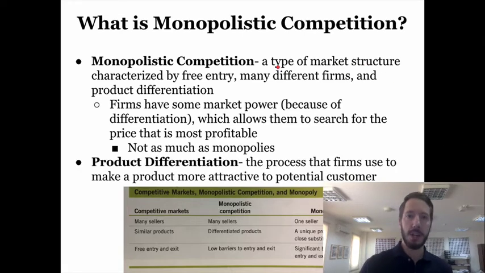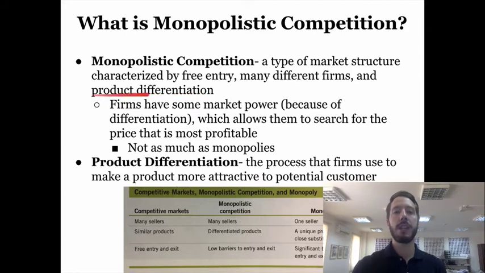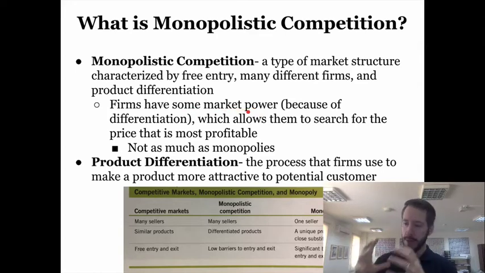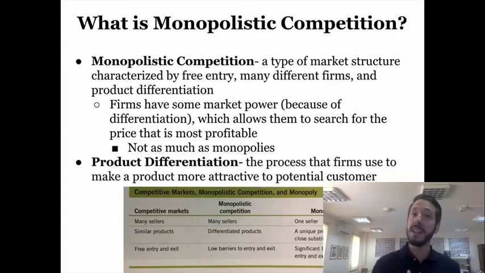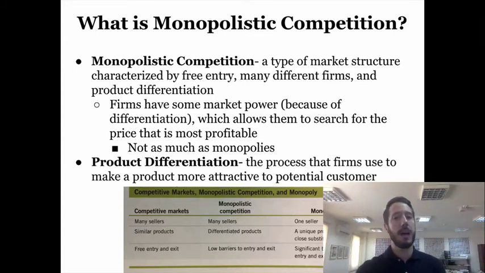It is a type of market structure that has free entry, a lot of different firms, and the key is the idea of product differentiation. In this type of system, firms have some market power, which allows them to alter prices, but they don't have nearly as much power as monopolies because there is some competition within this market structure. Product differentiation is how a firm distinguishes itself from other competitors to get consumers to purchase or consume their product or service.